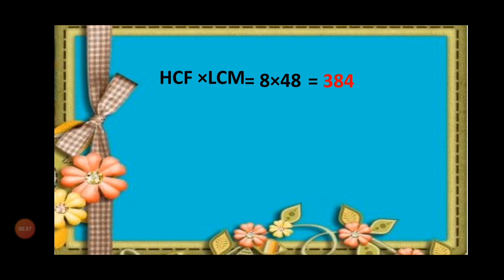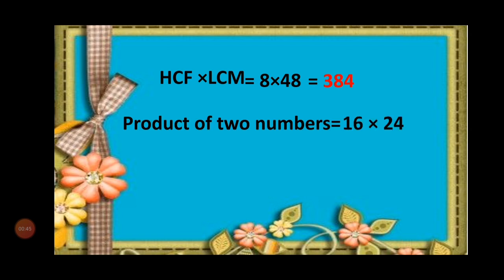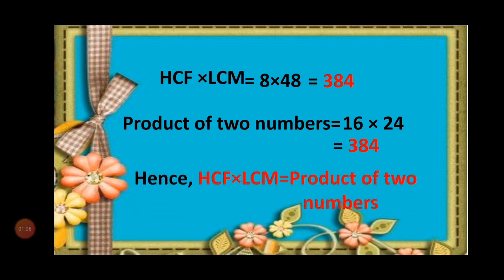What numbers are given in the question? 16 and 24. So those two numbers we are going to multiply. Product of two numbers equal to 16 into 24. If you multiply these two values, finally we get 384. So both values are equal. Here we got 384, and the product of two numbers is also 384. So both are equal, and finally the given formula is correct: HCF into LCM is equal to the product of two numbers. Have you understood that? Here 8 is a factor of the LCM.